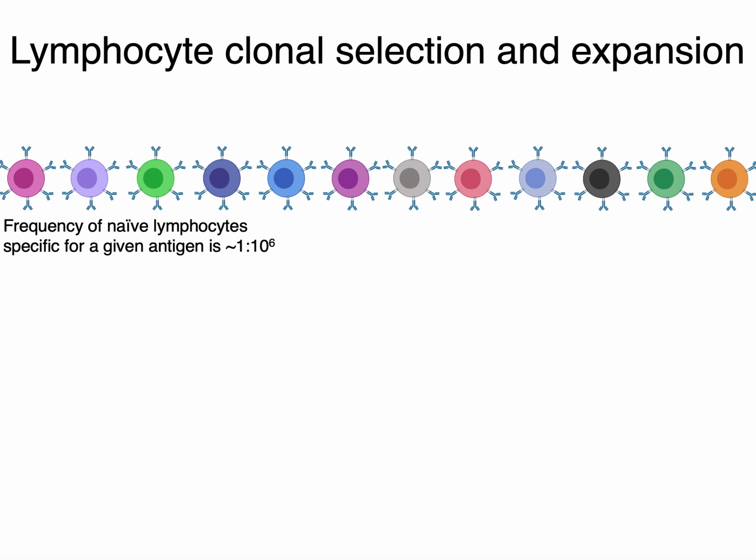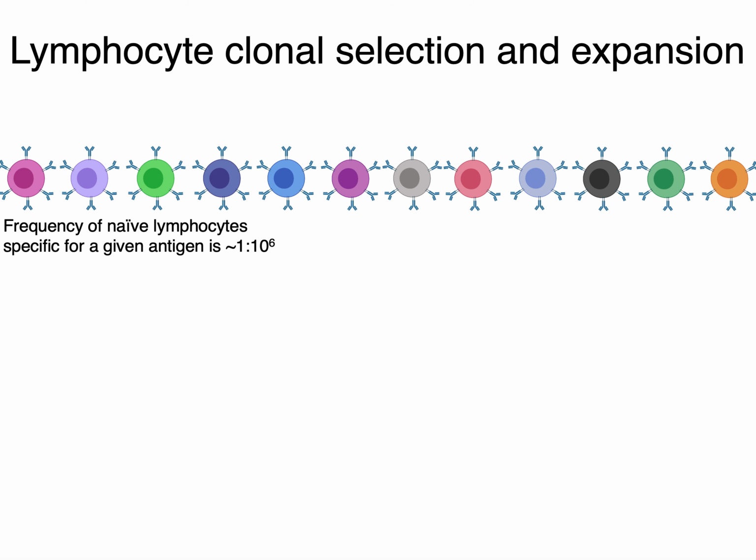Now, how do T cells get activated within the draining lymph node or within the secondary lymphoid organ? This is a process called lymphocyte clonal selection and expansion. I mentioned previously that every T cell and every B cell has its own unique antigen receptor, and the frequency of naive lymphocytes that might be specific for a given antigen is quite low. It's usually about 1 in a million.